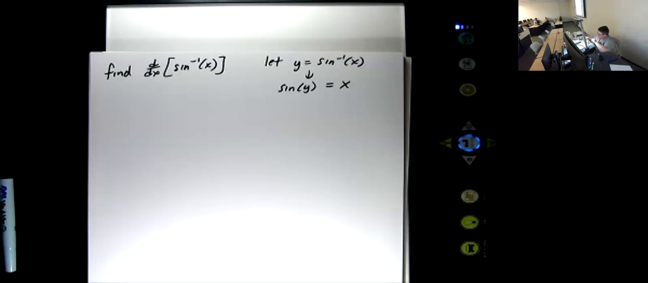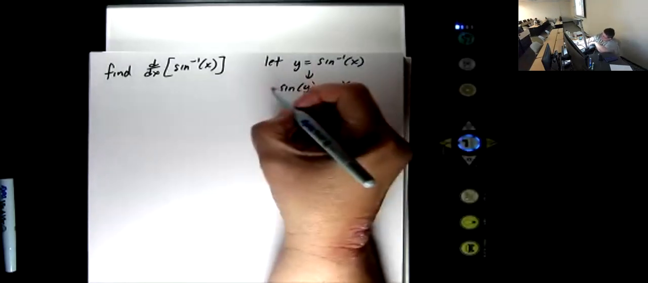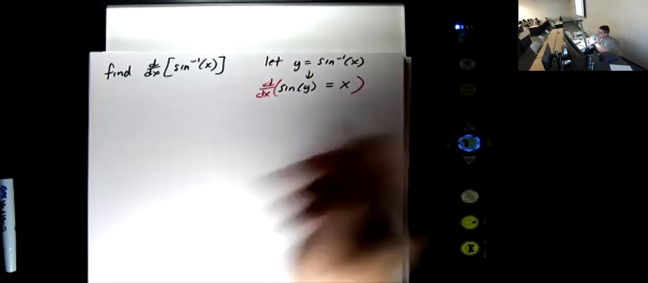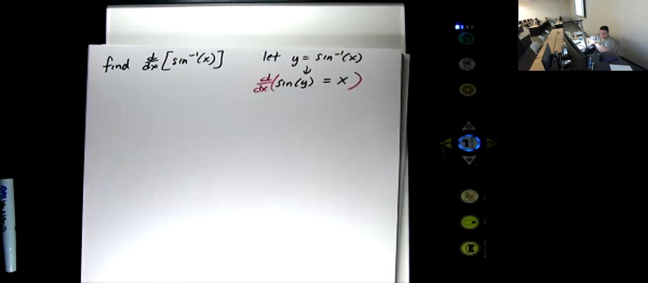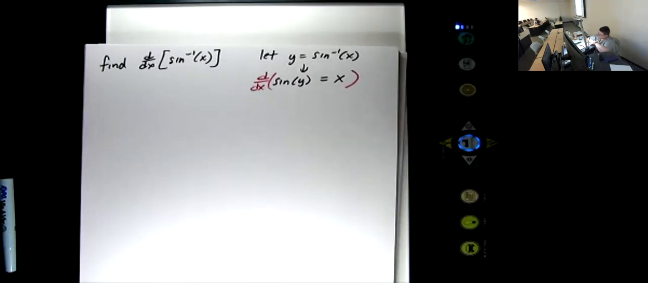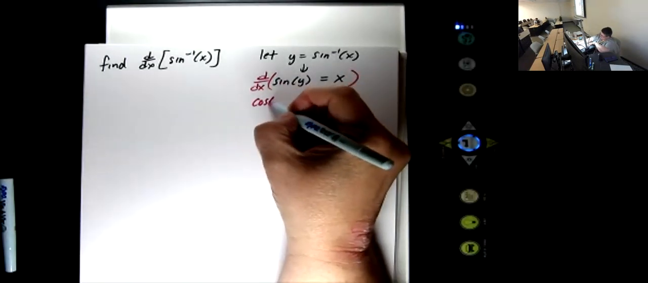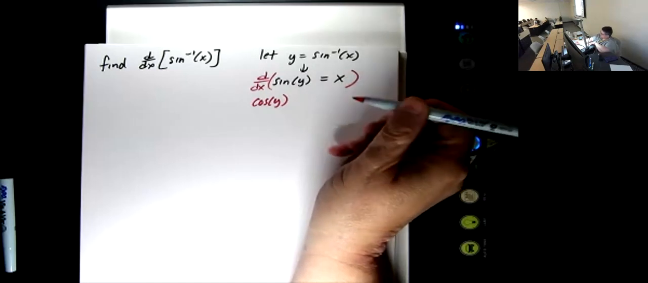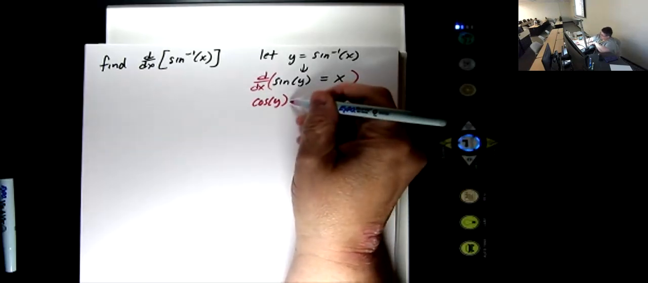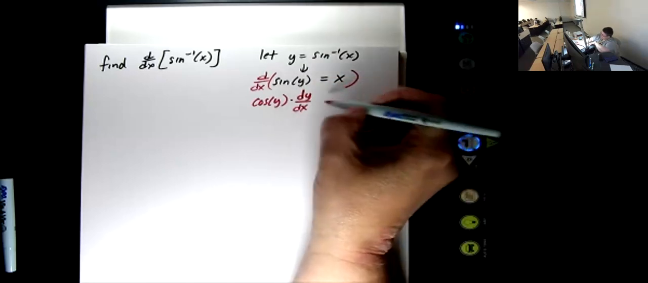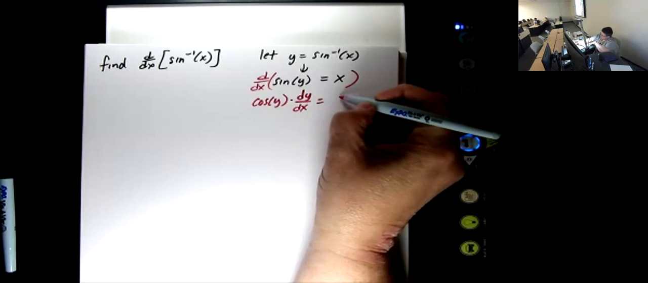So now I'm going to take the derivative with respect to x of each side. The derivative of sine is cosine. But this was a y, not an x, which means we need to take the derivative of y also. Chain rule this bad boy. We get dy/dx. The right side equals 1.